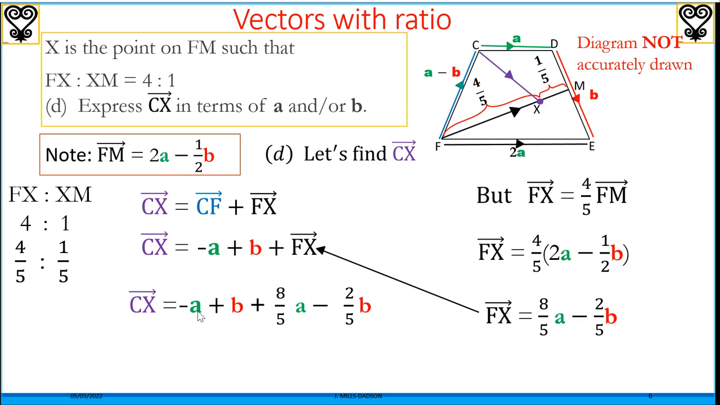So you have negative A plus 8/5A, which is negative 1 plus 8/5. You need to be good at your fractions to be able to work this out. So when you work it out, you have 3/5 A plus 3/5 of B. And you can factor out 3/5, and you have 3/5 of A plus B. So that's the answer for D. CX is actually 3/5 of A plus B. So that is our answer.